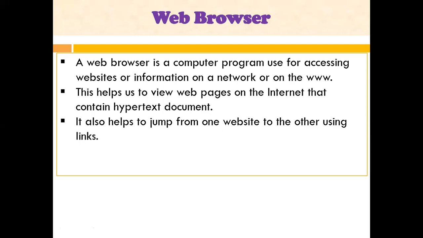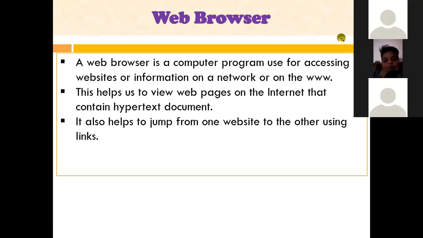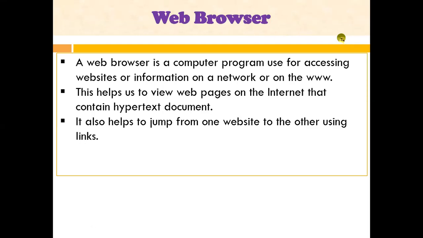So what were we doing? We were just clicking on the link, right? When you click on that link, you were directly shifting from one place to the other place, right? So that link will be opened there. Jumping from one website to the other means what? When I click on that particular link, I will be switched over to that link and the information will be opened in that particular web page. Okay. So this is all done with the help of a web browser.